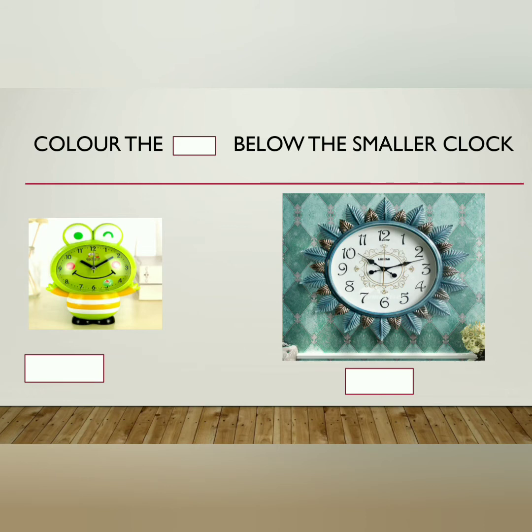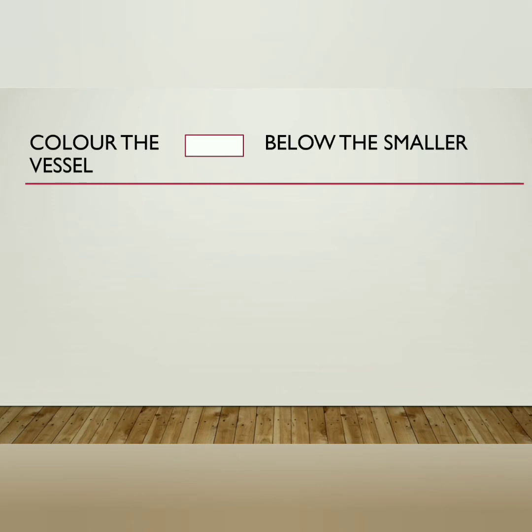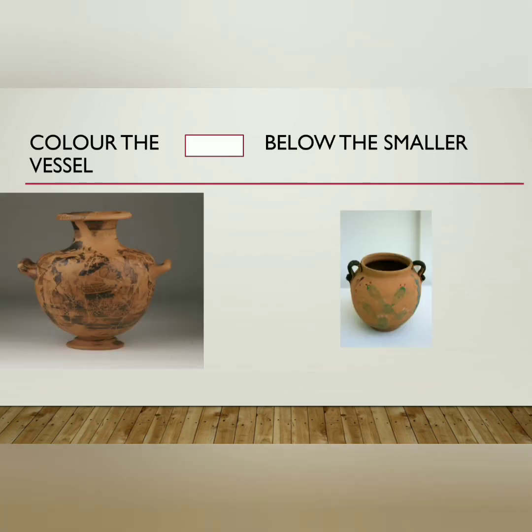Now let us go to our next slide. What does our next slide show? The next slide shows us two vessels. The first picture has the bigger vessel and the second picture has a smaller vessel. Your question is: color the box below the smaller vessel. Which one is the smaller vessel? Picture number 1 or picture number 2? Yes, picture number 2 has the smaller vessel.